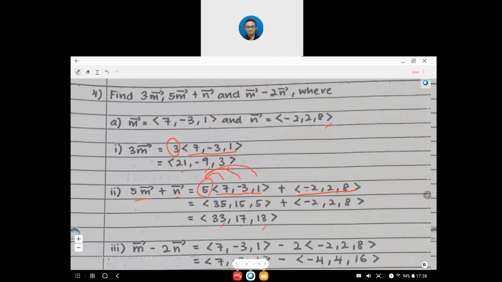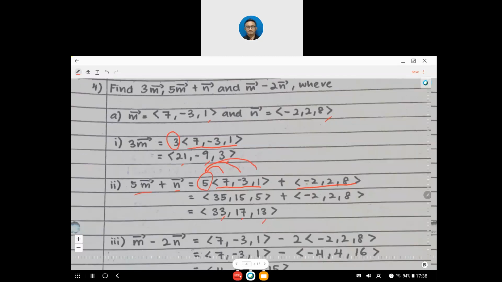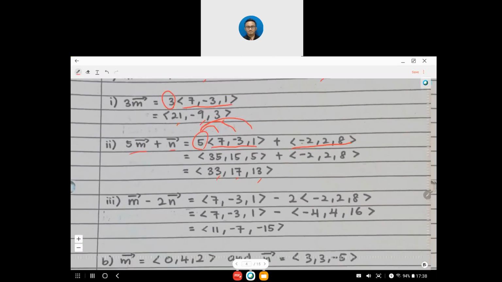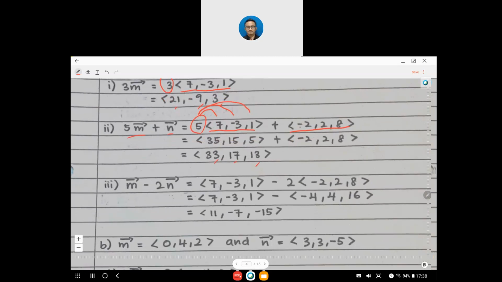That one is for question 2. Then for 3, vector m minus 2n. Vector m, 7, negative 3, 1, minus 2 times vector n, negative 2, 2, 8, and then you get 11, negative 7, negative 5. That one is for question A.